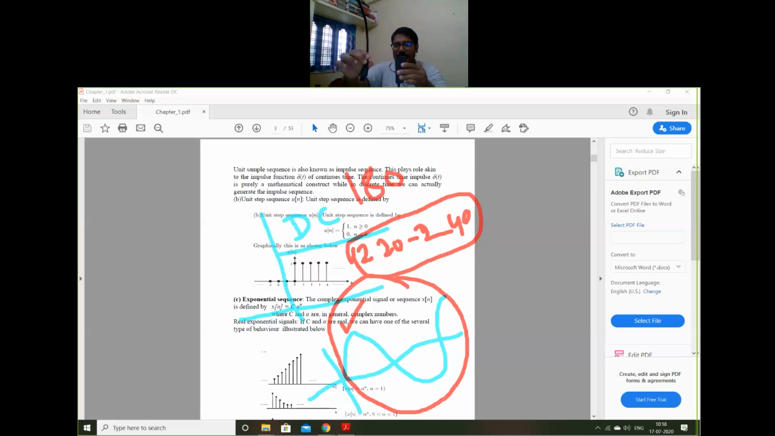And this adapter will convert this 220 to 12 volts. This is the 12 volts wire, this thinner wire is the 12 volts one. That 12 volts DC, I am applying to the laptop. So all electronic components work on this DC power supply.